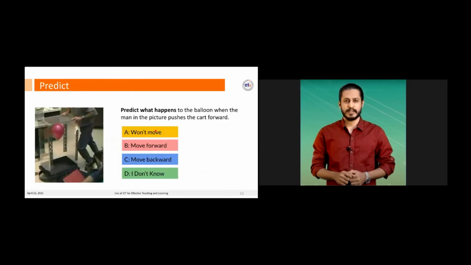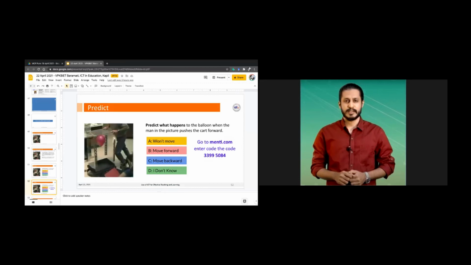So there are four options: balloon won't move, balloon will move forward, balloon will move backward, and I don't know. I want you to participate in this activity very quickly by going to Mentimeter, menti.com, and responding over there. It's a very small part. We won't spend much time on it, but I just want you to respond and let us check. Go ahead. Now you know how to participate in the Mentimeter voting.